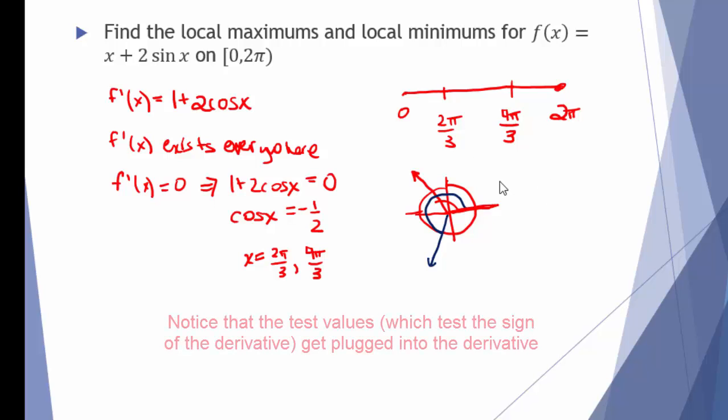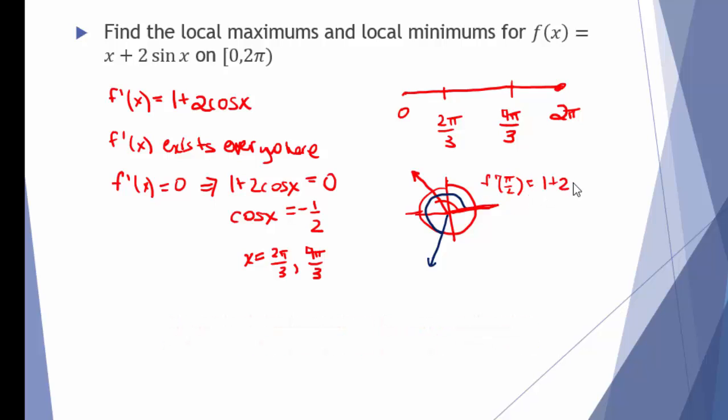Okay? So if you look at the derivative with pi over 2 as a test value, we'll get 1 plus 2 times the cosine of pi over 2. Well, the cosine of pi over 2 is going to be 0. So what we end up with is 1. And less important than the actual value, we end up with a positive number.